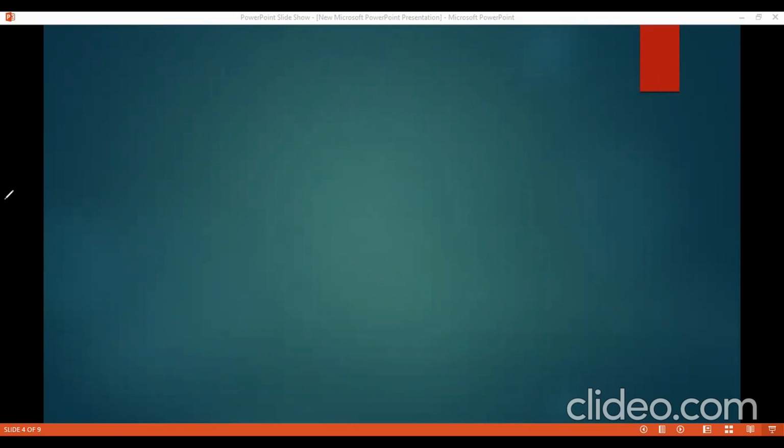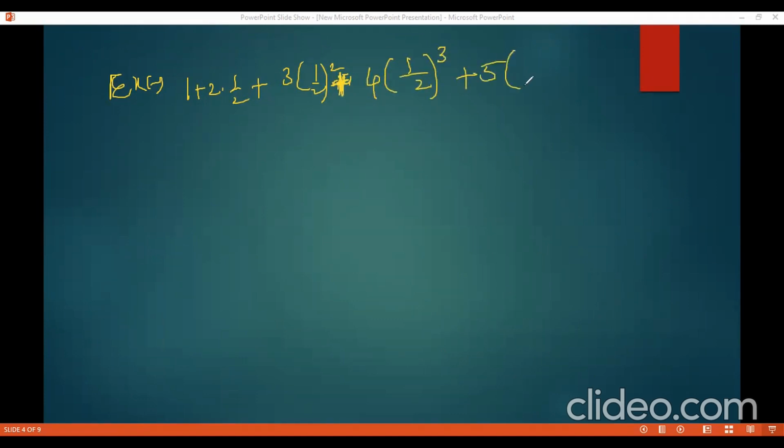Yes. Say I am giving one example now. We take one example: 1 plus 2 into 1 by 2, plus 3 into 1 by 2 whole square, plus 4 into 1 by 2 whole cube, plus 5 into 1 by 2 whole to the power of 4, plus so on up to infinite.